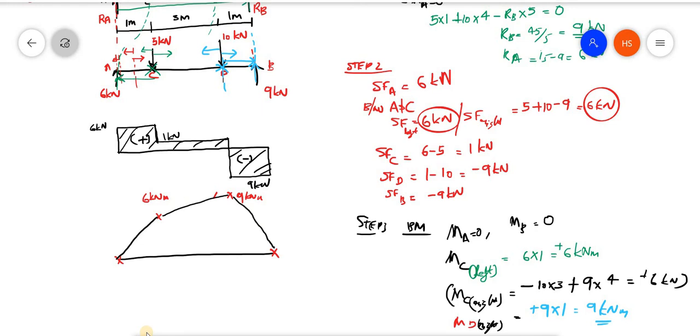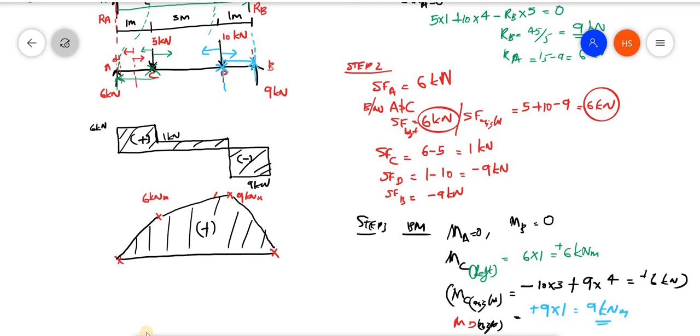Okay, and the moment is positive. Most of the time this will be a positive moment. So this is the bending moment diagram for this figure. Okay, so the bending moment diagram we can obtain like this.